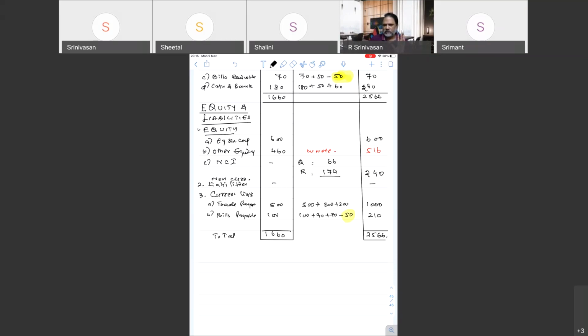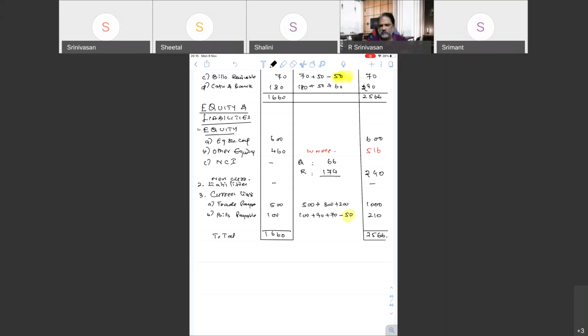Because the bills receivable is only 50, how can you subtract 70? You can't do that. Whatever you have discounted is to be shown as a contingent liability, but our own contingent liability we will not show, so we will not do any adjustment for that.